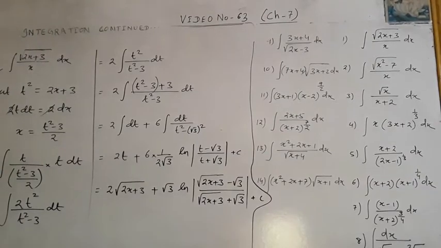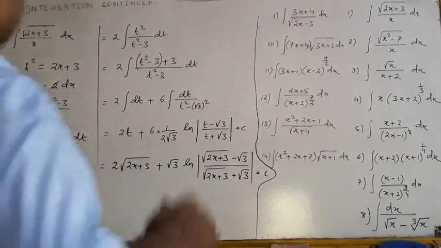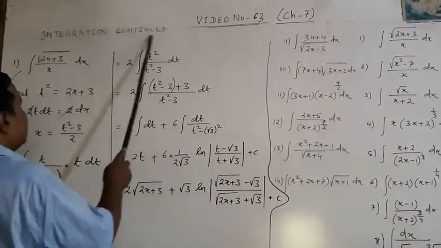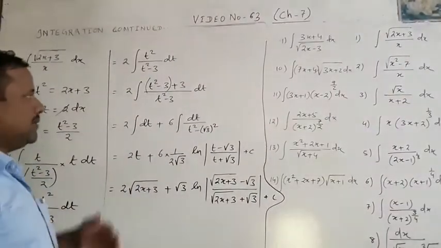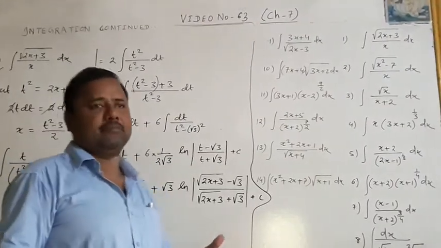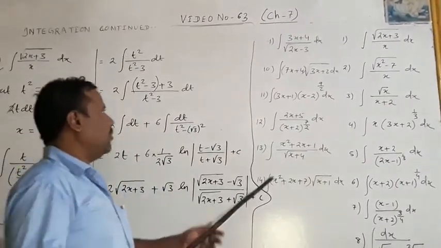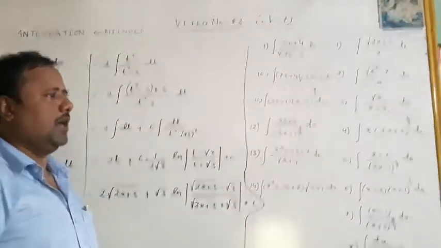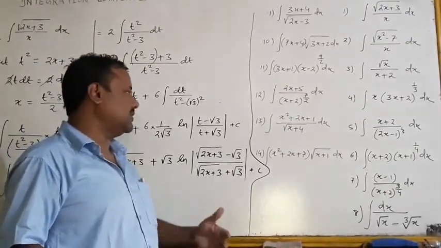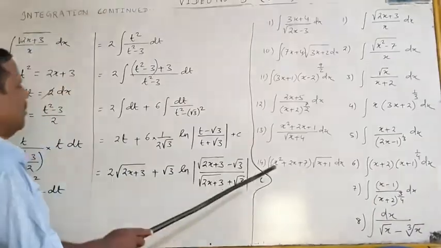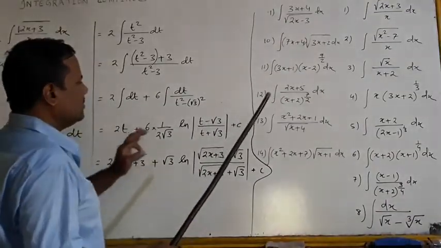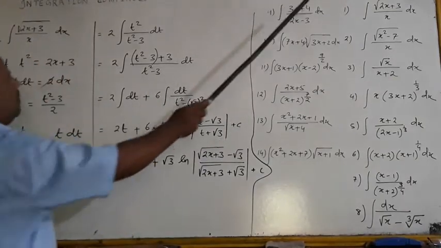This is my video number 63 and it is a new chapter 7 and the topic is integration continued. Means I am continuing the integration part. There are 14 problems and another 12 problems I will do on my next slot. And for these 14 problems, these are very easy problems. Some tricks are there.